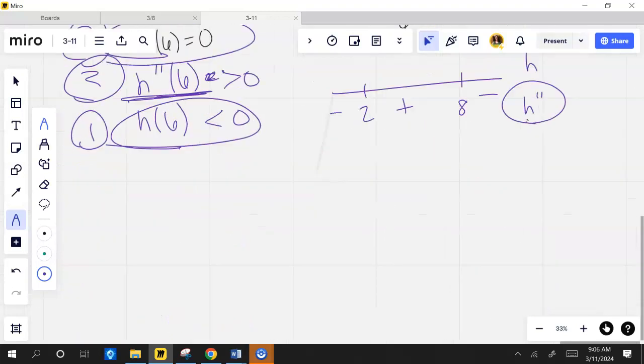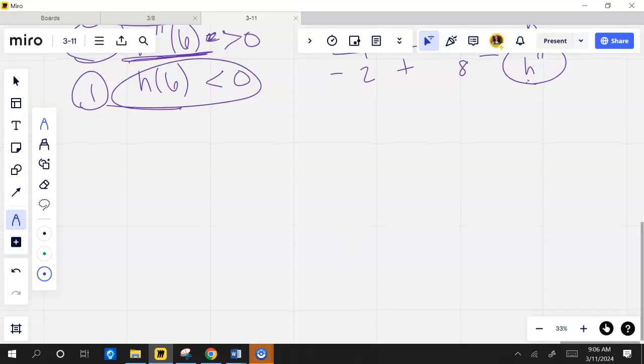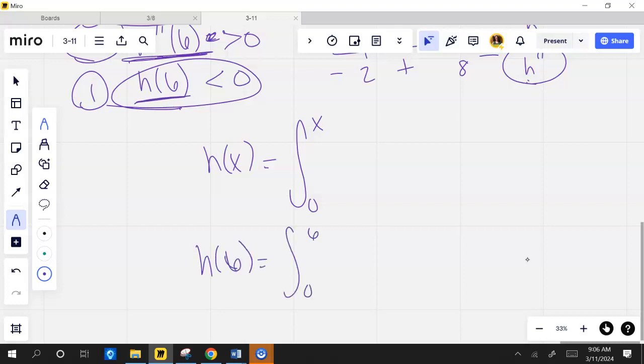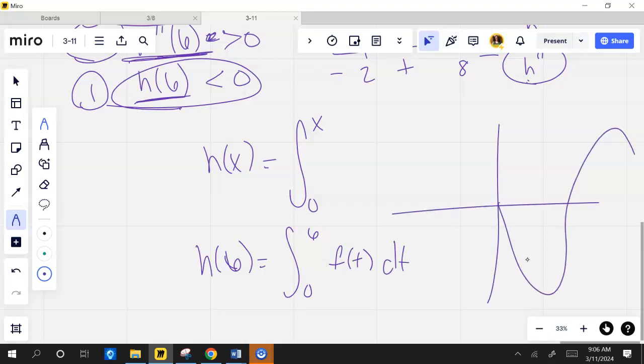Yep, so h of x, I use that formula. Remember, if they give you a formula, what you're doing is plugging in. So h of x is the integral from 0 to x. Well, in this case, I'm trying to find h of 6. So it's going to be the integral from 0 to 6 of f of t. And whenever I look at the graph here, this is negative because it's under the x-axis, if I did the integral right.